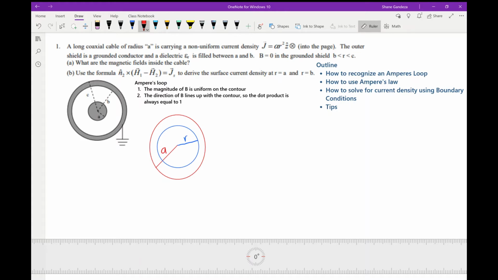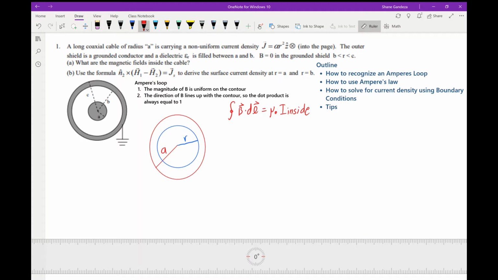So here I've drawn the coaxial cable with the radius A, and outside it, let's say outside here in this region, the current is not going to affect the magnetic field because we know that Ampere's law is as follows. B dot dl is equal to mu naught times the current inside. This is Ampere's law. Alright, so you're going to ask, well Shane, how do we know if this is an Ampere's loop?